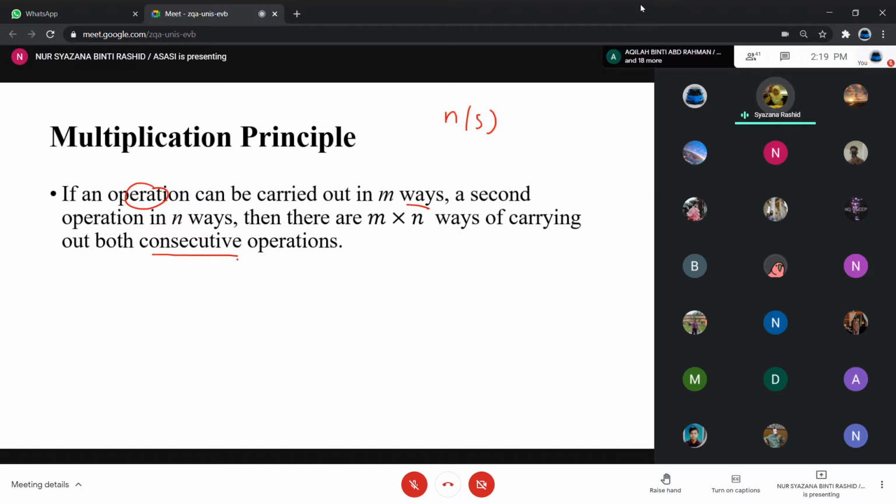Ataupun I nak cari sebenarnya number of ways. Okay, kan I kata tadi ways tu sebenarnya outcome. Sebab tu I kata using multiplication principle, actually we want to find the number of outcome in the sample space. So in that case, how do we know how many ways that we can carry out in that experiment? So we just take 2 times 2.